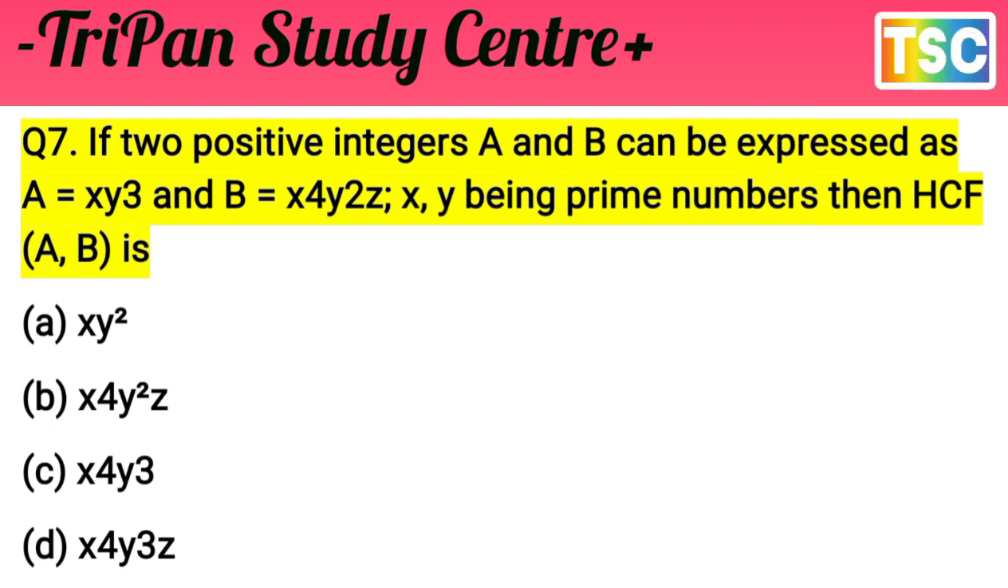It means option A is correct. Option A is correct, that's important here. You understand A is the correct answer: x and y^2. That's the correct answer. Let's see the next question here.